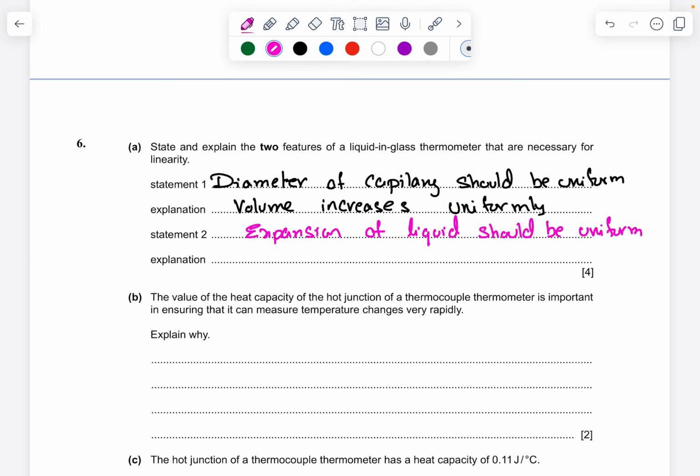Why? What is the necessity for that one? So that this will ensure, what will it ensure? It will ensure expansion per degree as constant.